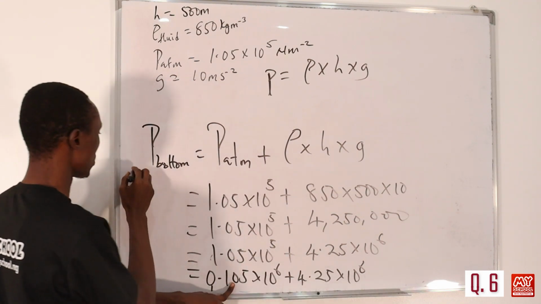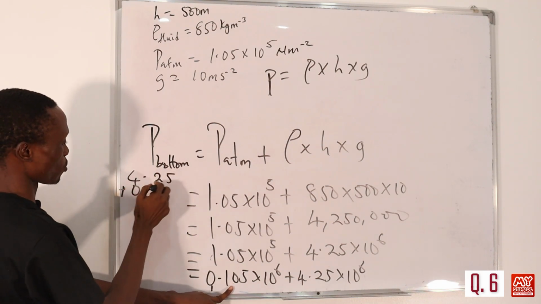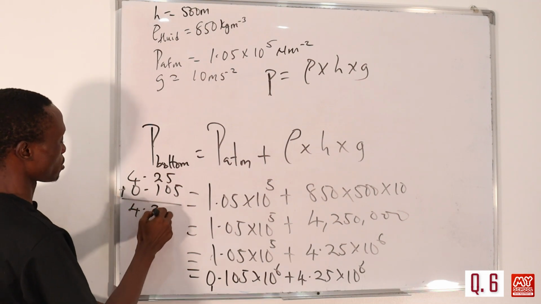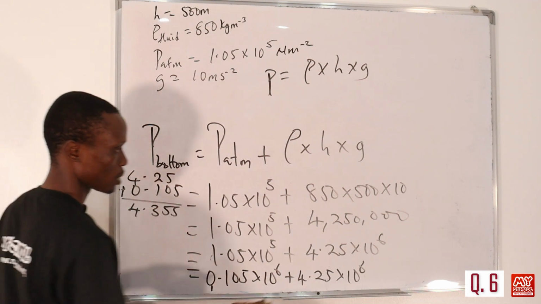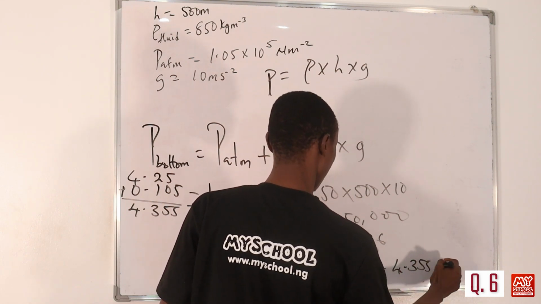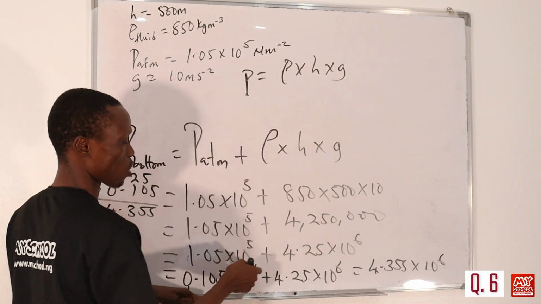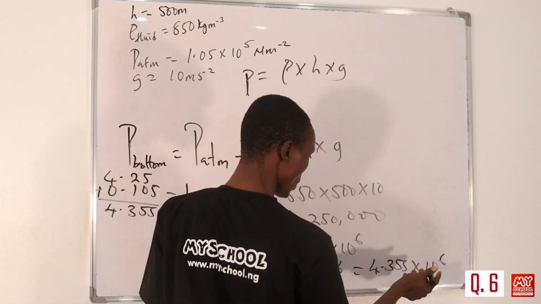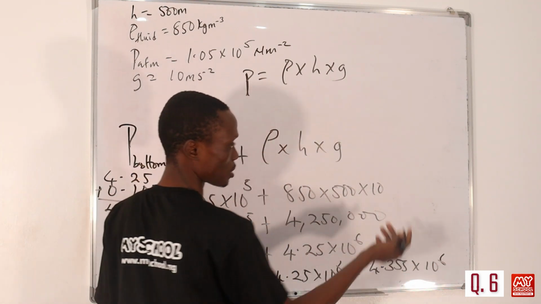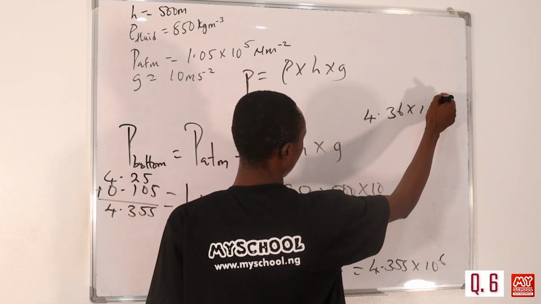Okay, so let's do it here. 4.25 plus 0.105. So at the end of the day, we're having 4.355. Okay, so this will be equal to 4.355 times 10 raised to power 6. Okay, so you just take one of these powers. If we are to simplify this further, maybe let's take this to two decimal places, then we'll be having 4.36 times 10 raised to power 6.